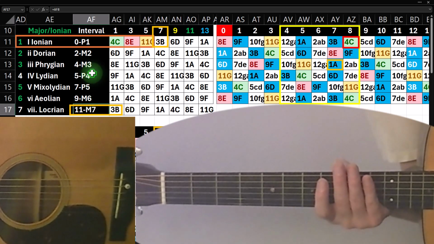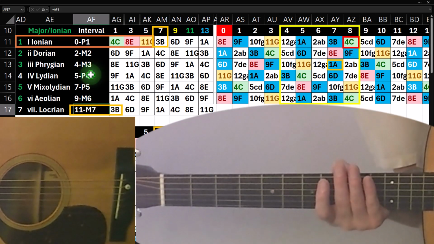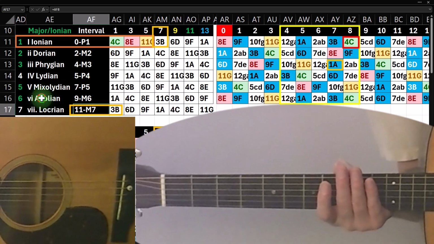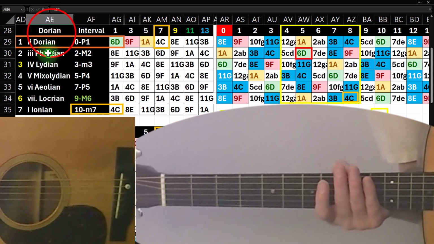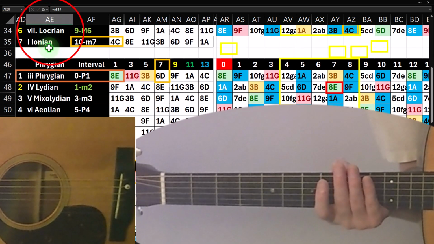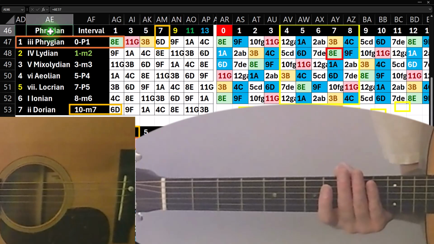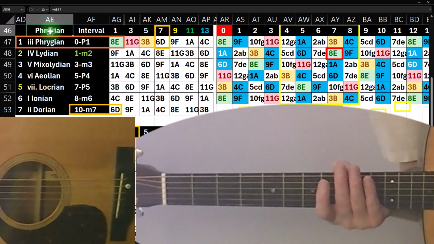The perfects will typically remain the same if I was to then go to the minor, which is the Aeolian mode, the minor scale. We went then to the Dorian mode, and it's a minor mode. Then we went to the Phrygian mode, and is that where we are? No, that's a minor mode as well.